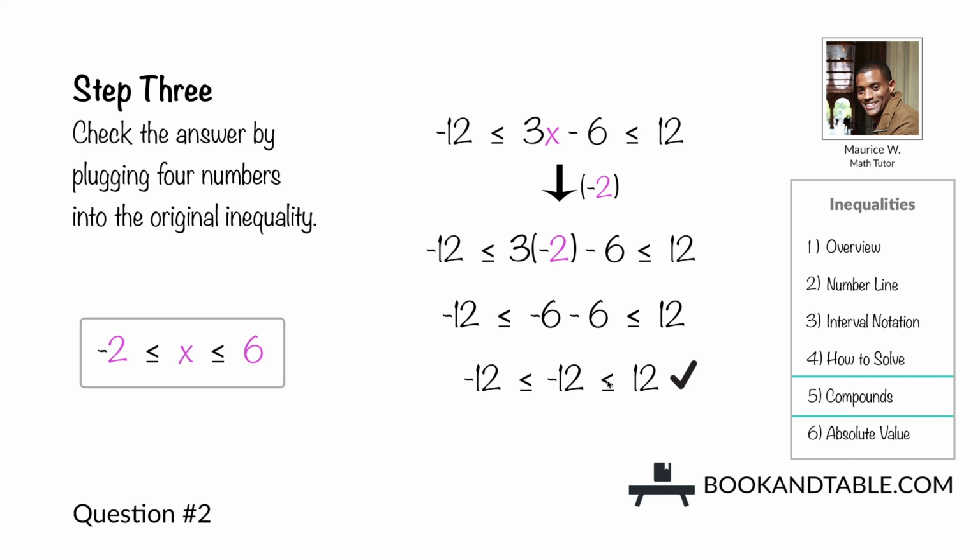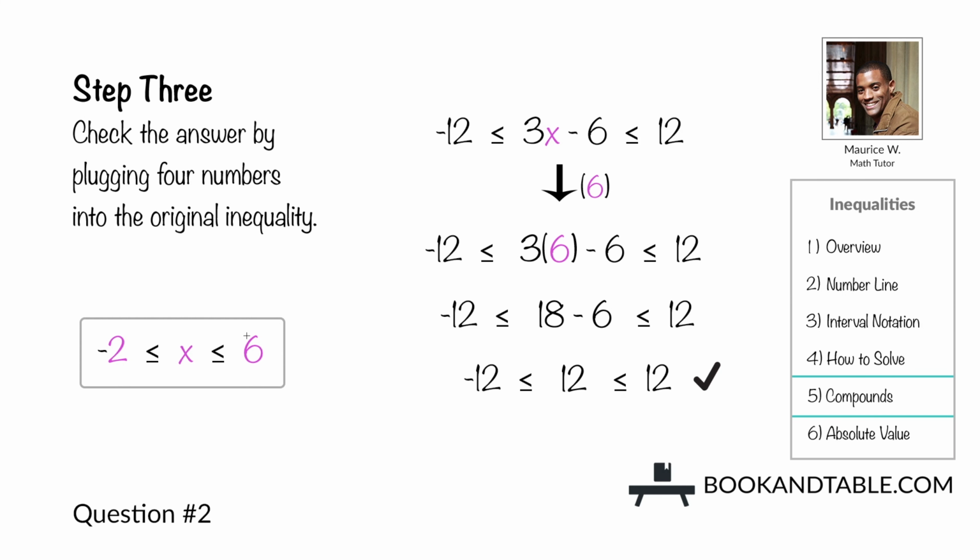Negative 12 is less than 12. So this, negative 12 is less than or equal to 12, also works. So we have x is less than or equal to 6. So we should try 6, which should work. And we should try 7, which should not work. So when we plug in 6 for x, that leaves us with 3 times 6, which is 18. 18 minus 6 is 12. And as we had hoped for, we wind up with a true statement. Negative 12 is less than or equal to 12, which is less than or equal to 12.